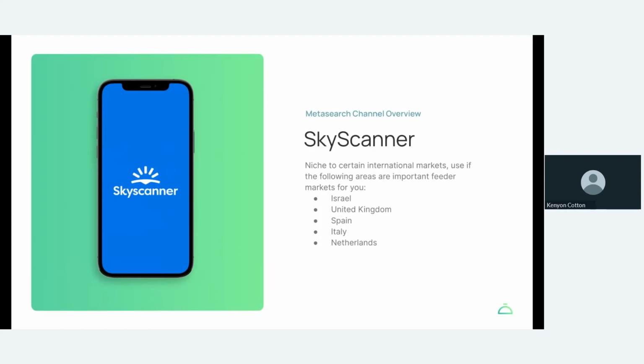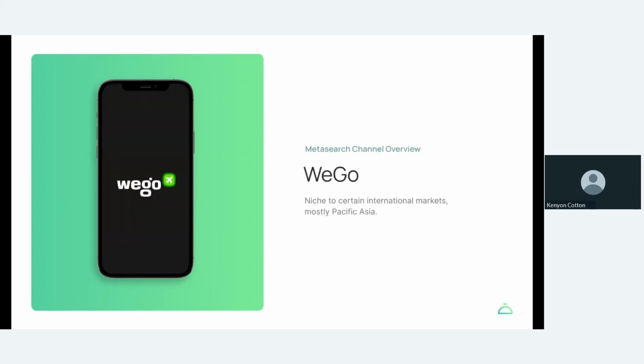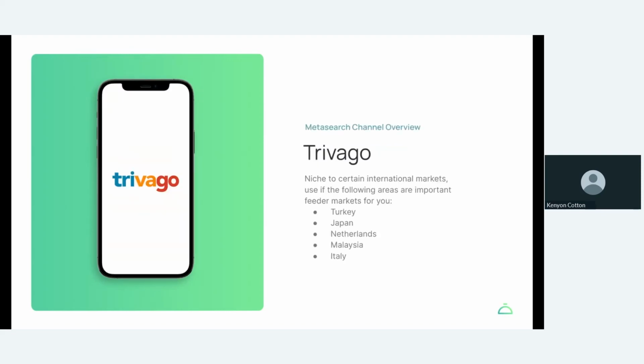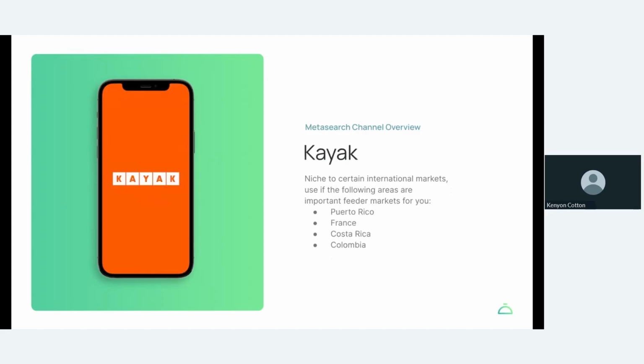So Skyscanner happens to be popular and gets a lot of usage in Israel, the United Kingdom, Spain, Italy, and the Netherlands. Another big one is called Wego. They're very big in Pacific Asia. So if Pacific Asia is a major feeder market for you, you may want to explore what you can do on Wego and really focus on your presence there. Trivago, same thing, very popular, gets a lot of usage in Turkey, Japan, the Netherlands, Malaysia, and Italy. Kayak, same thing, it's popular in Puerto Rico, France, Costa Rica, and Colombia.